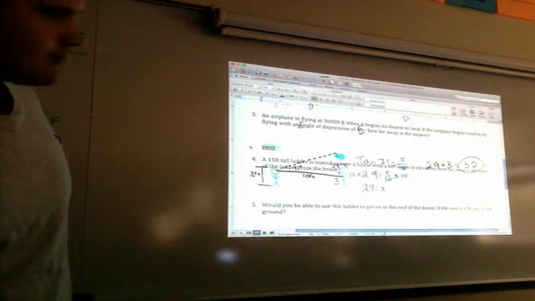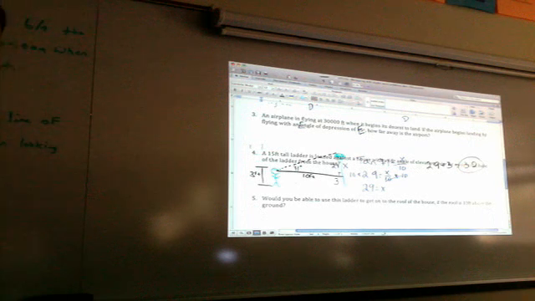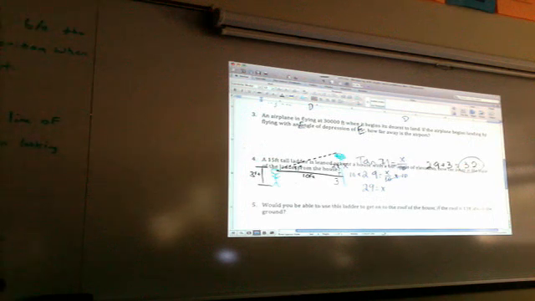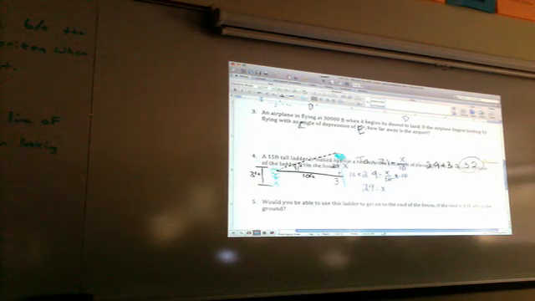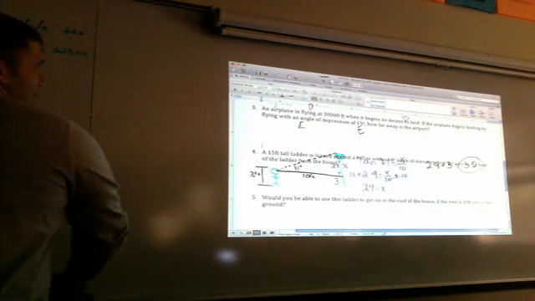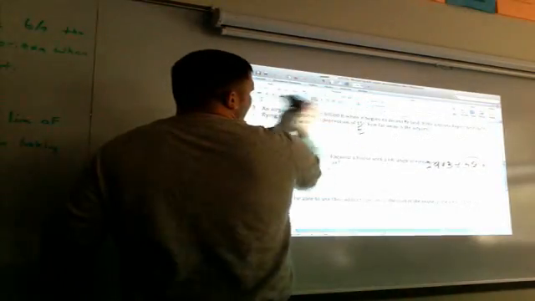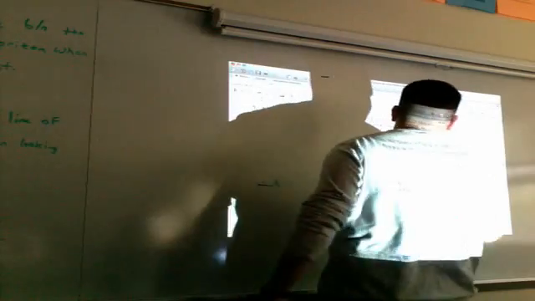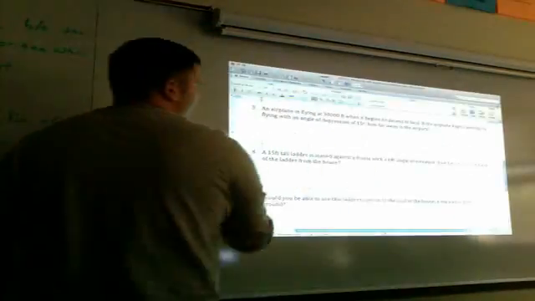Okay, number 3. An airplane is flying at 3,000 feet when it begins its descent. If the airplane begins landing by flying with an angle of depression of 15 degrees, how far away is the airport?